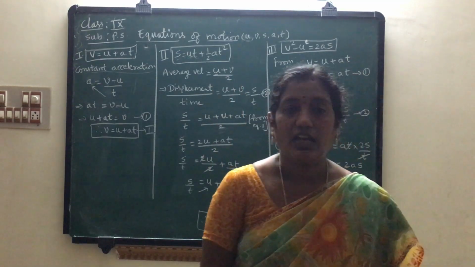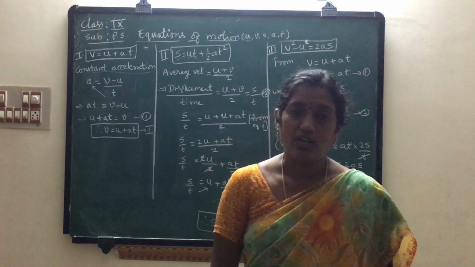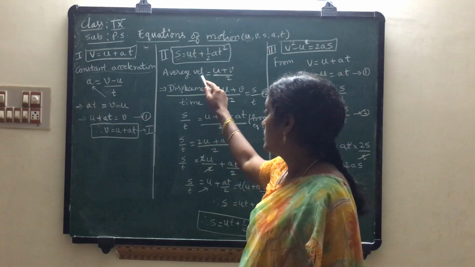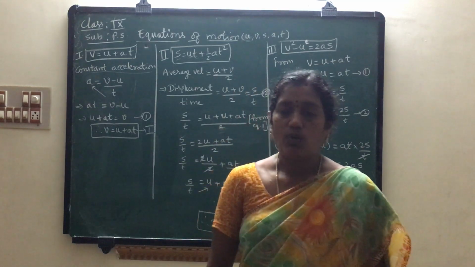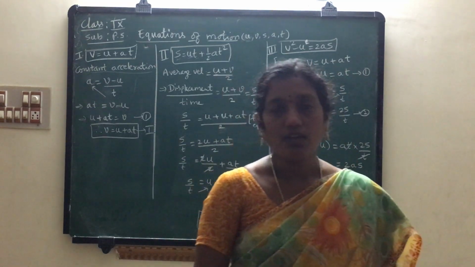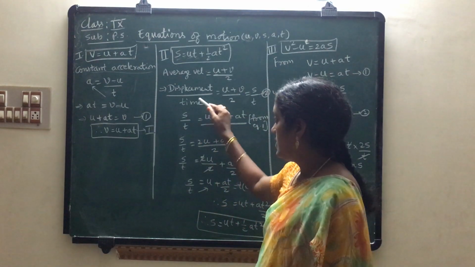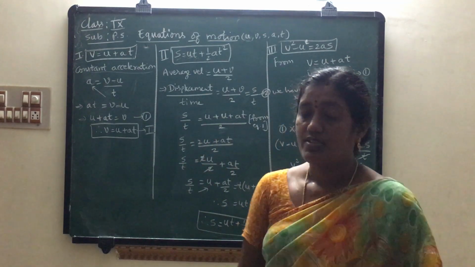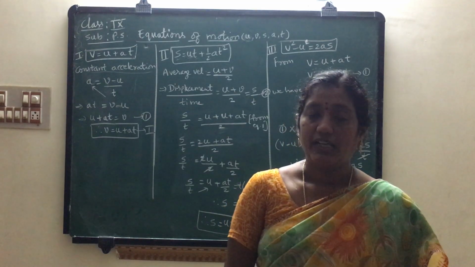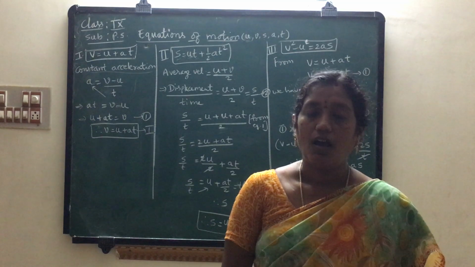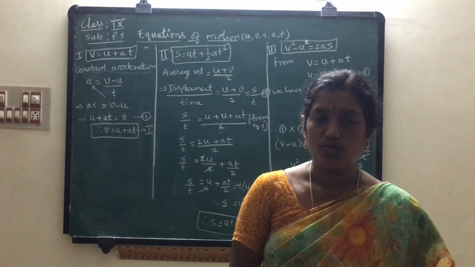So in order to derive the second equation, we have to start from average velocity. So average velocity is equal to (u plus v) by 2. But what is the definition of velocity, children? It is displacement by time. Velocity is defined as the rate of change of displacement, or displacement of an object per unit time interval. These two we can say.